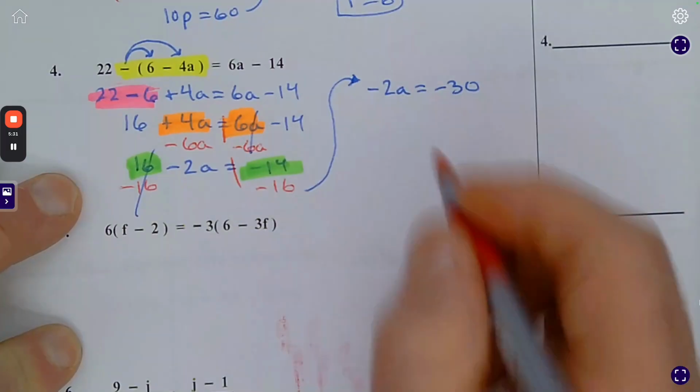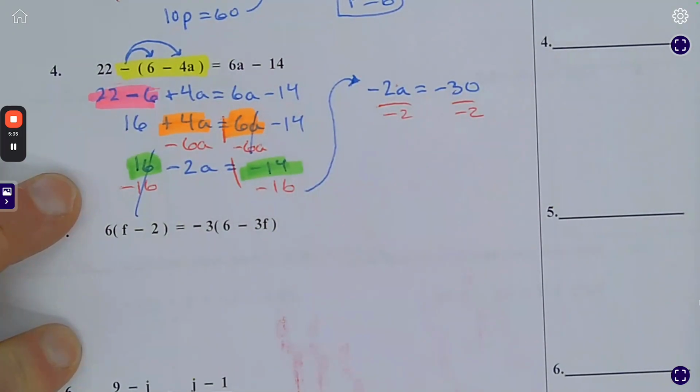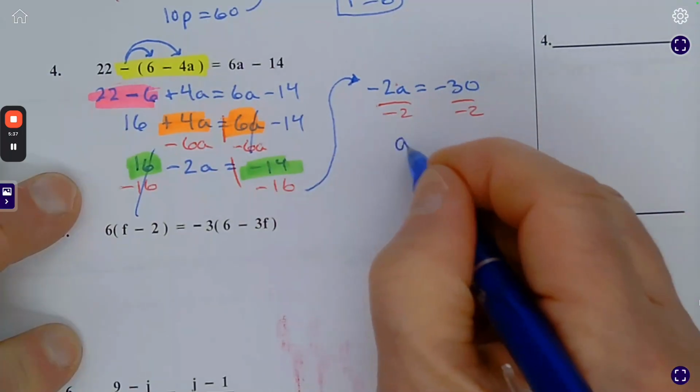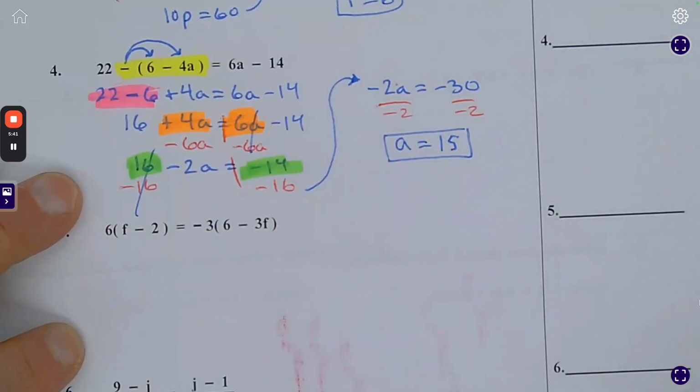Now inverse operation for multiplication is division. So a equals 15. Boom, we're done. Nice job.